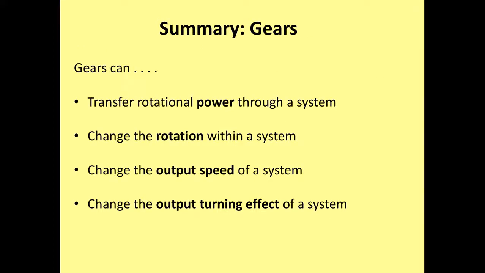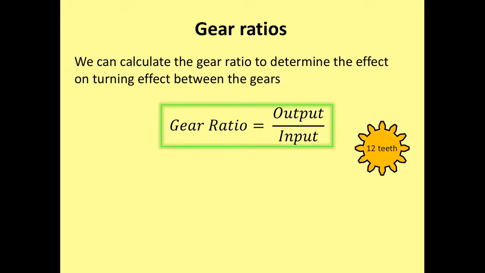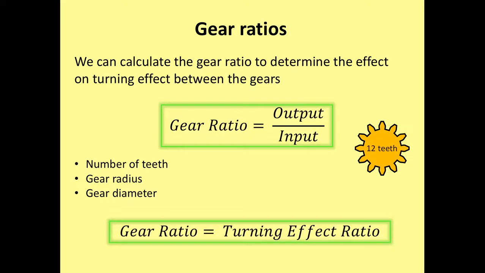So a summary of what gears can do. They can transfer rotational power, they can change the rotational direction, they can change the output speed, they can change the turning effect. The two ratios that we were talking about at the start: the gear ratio is the output over the input, and that could be the output number of teeth over the input number of teeth, the output radius over the input radius, the output diameter over the input diameter. And the gear ratio is also the turning effect ratio. So they're the same thing.